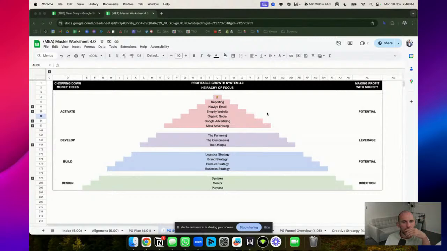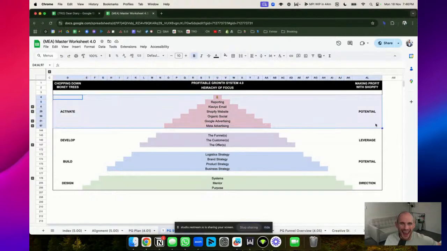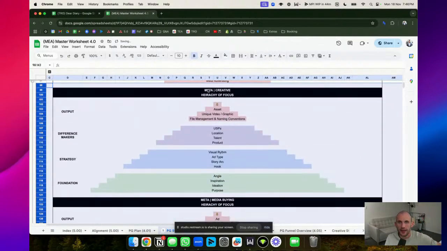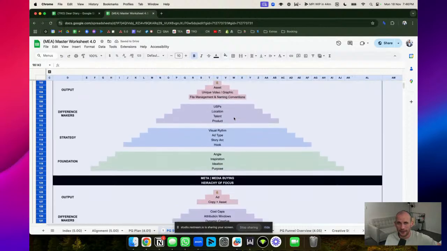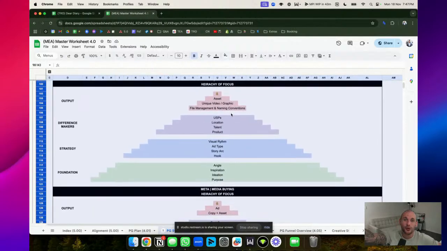And so the idea here is each layer of the pyramid is fundamentally more important than the one above it. And what I see happen with a lot of brands is they end up spinning their wheels up here. They end up trying to activate the potential in their business that doesn't exist. So they're going Meta ads, Google ads, organic social, Shopify website, email, and then they're going micro within that, right? So for Meta advertising, they're going creative, media buying.